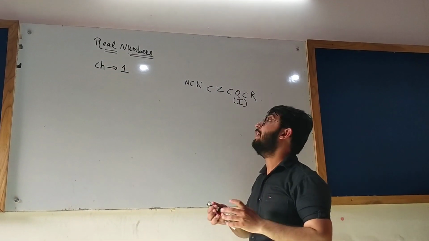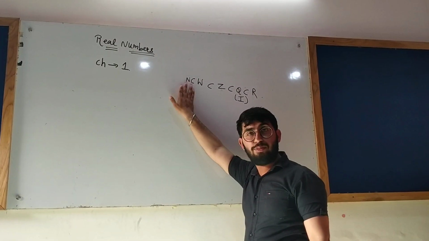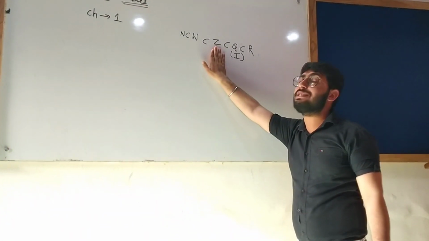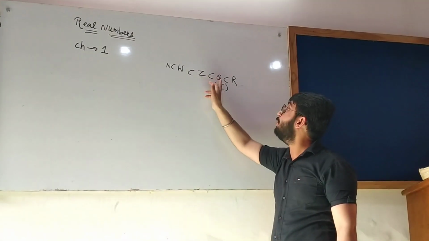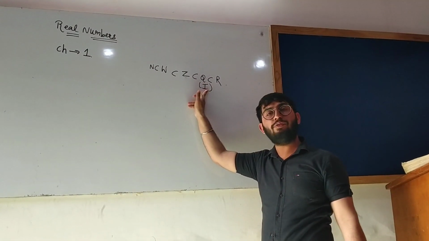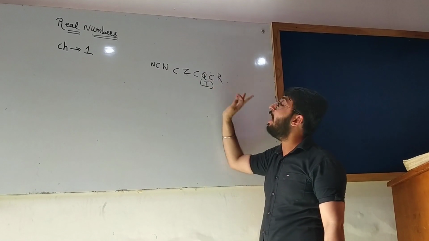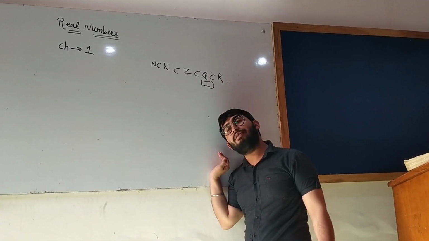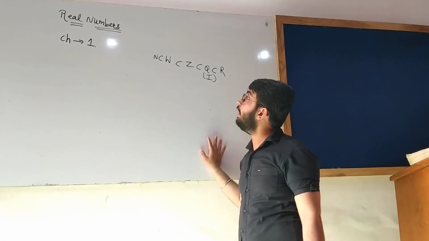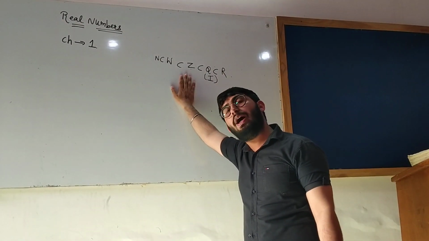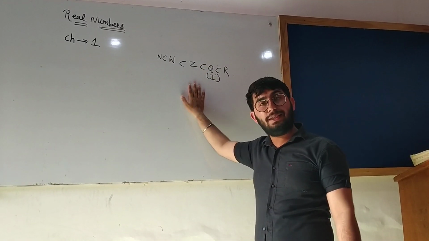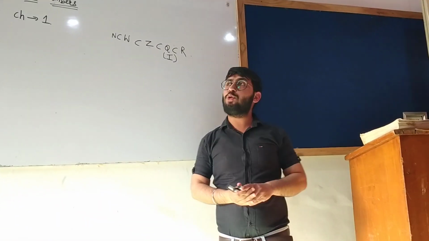Let me tell you that capital N represents the set of natural numbers, W represents the set of whole numbers, Z represents the set of integers, Q represents the set of rational numbers, I represents the set of irrational numbers, and R represents the set of real numbers. This we have learned so far. You need to understand the definitions of all these 6 sets. Now let us move towards the exercise.